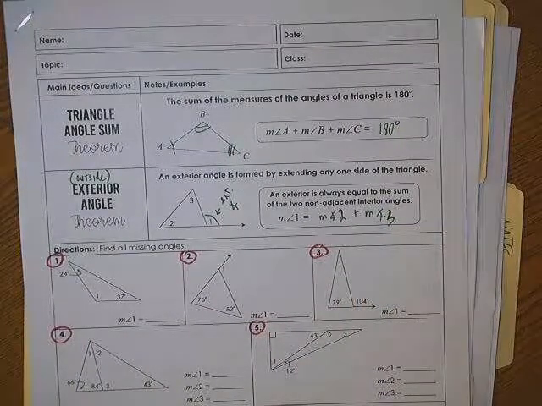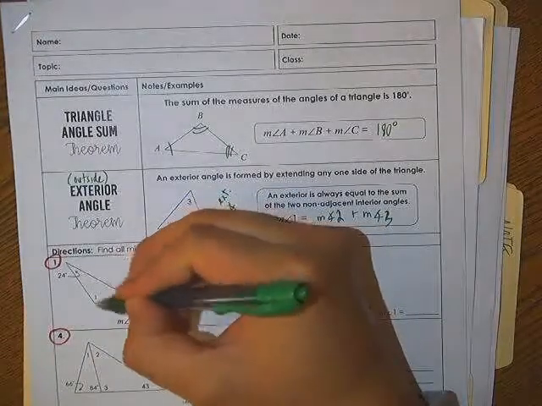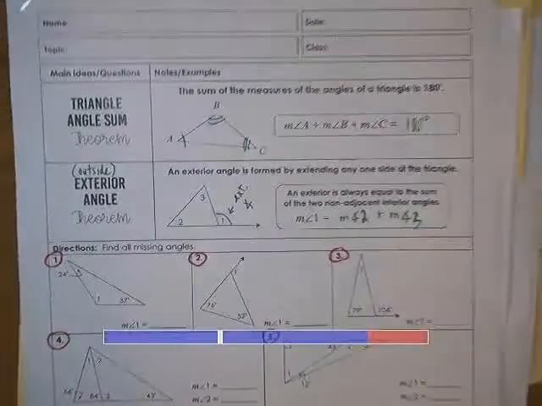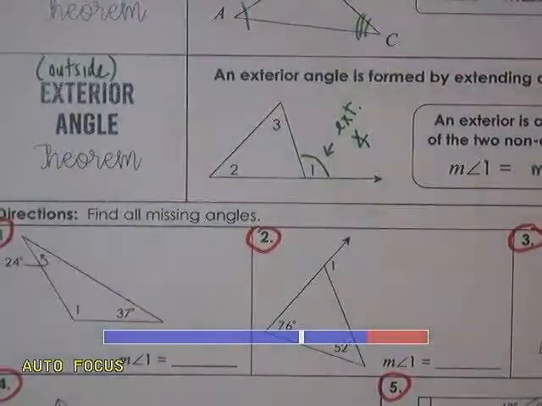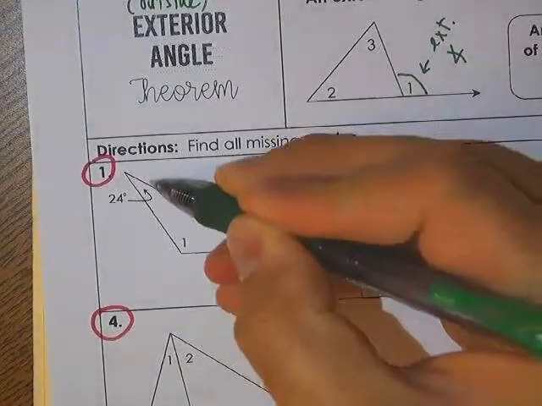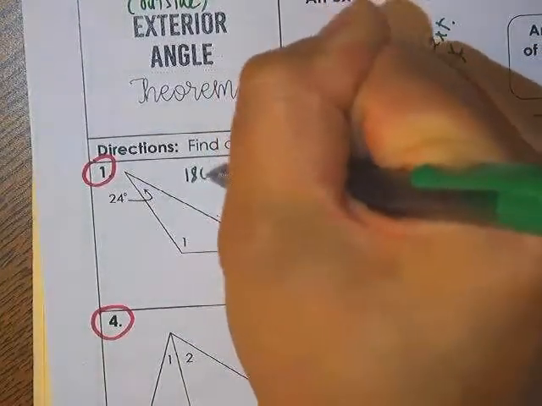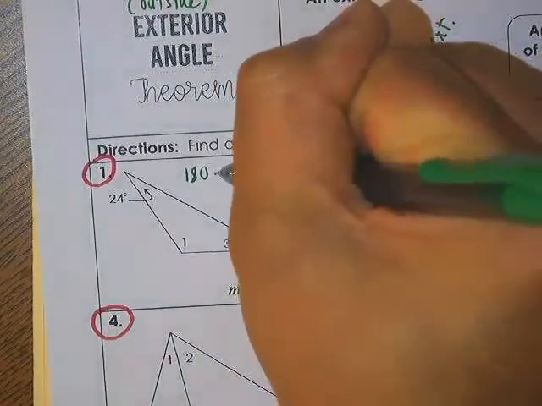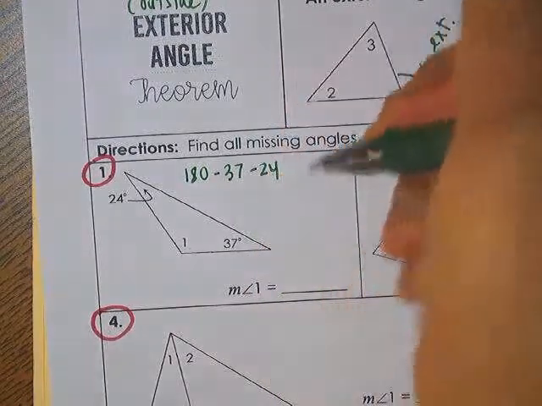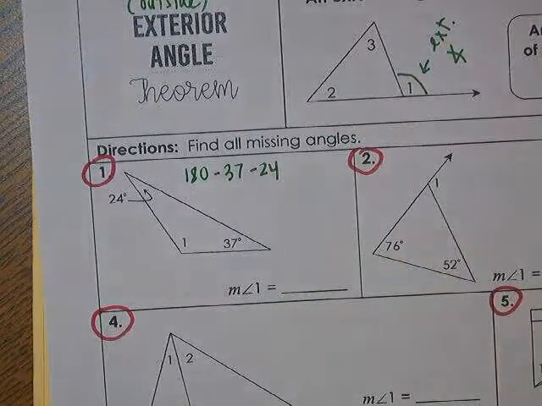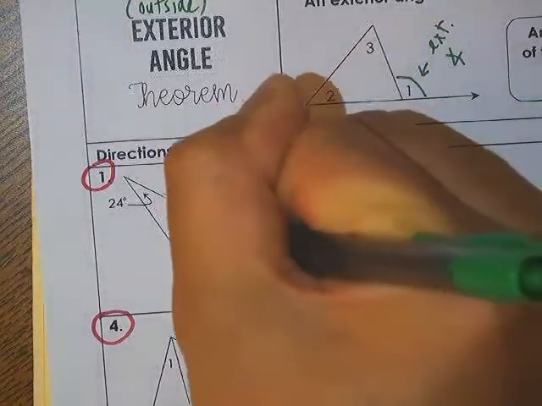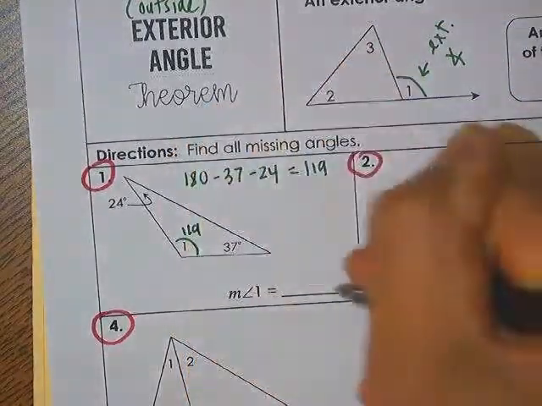So for number 1, notice that we're given a regular triangle, and for that regular triangle, all three interior angles add up to 180. So I can go 180 minus 37 minus 24. When I do that, that's going to net me 119. So this angle right here is going to be 119.